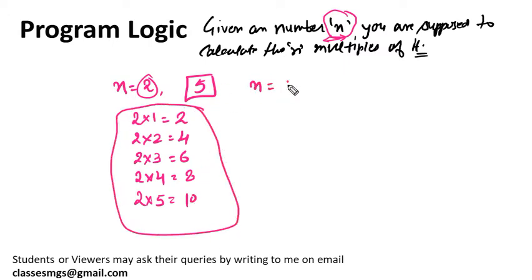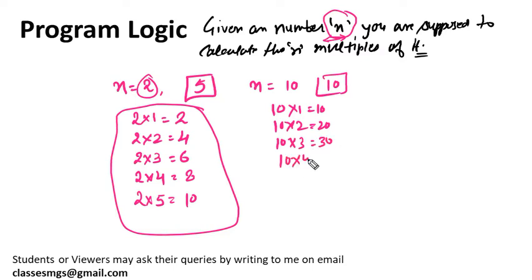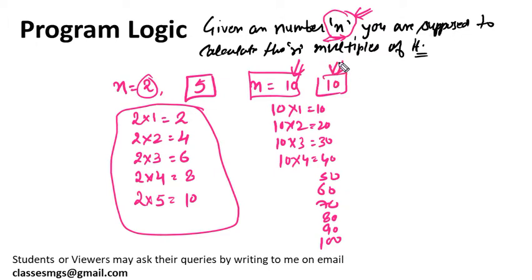Let's suppose he entered n equals 10 and he wants 10 multiples. Then 10 into 1 is 10, 10 into 2 is 20, 10 into 3 is 30, 10 into 4 is 40, and so on: 50, 60, 70, 80, 90, and 100 he wants in the output. The user will enter a number n, and another number saying how many multiples he wants. If he wants 10 multiples, you need to print all 10 multiples. And if he enters 5, you need to print 5 multiples.